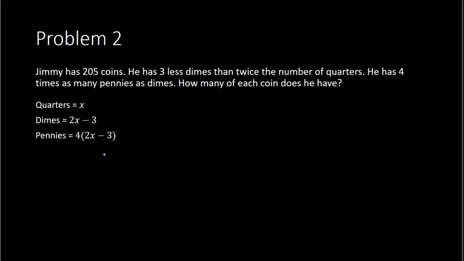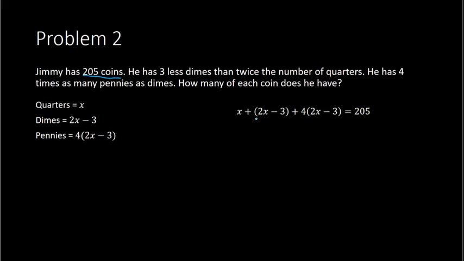So here we see all of that information typed up on the side. And from here, now that we have everything established with variables, we can create our equation. We know that Jimmy has a total of 205 coins, meaning if I add up all of these amounts, x plus (2x minus 3) plus 4 times (2x minus 3), that total would be 205. So what I can do is solve this.